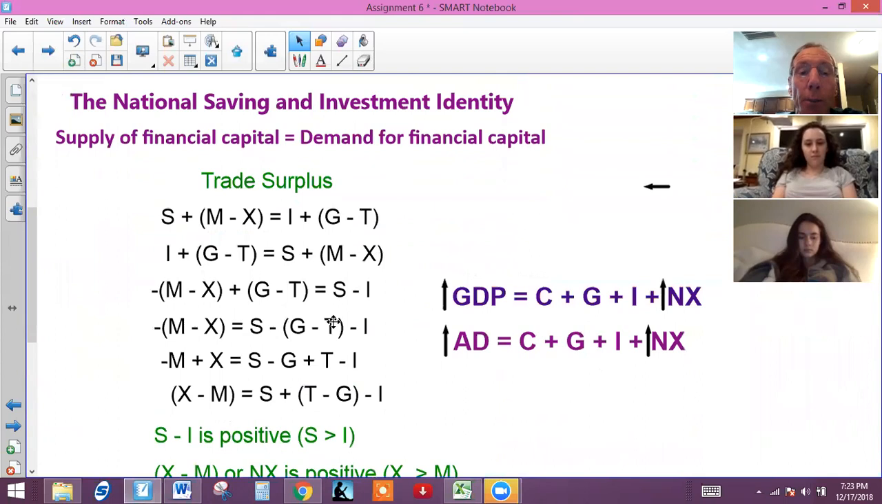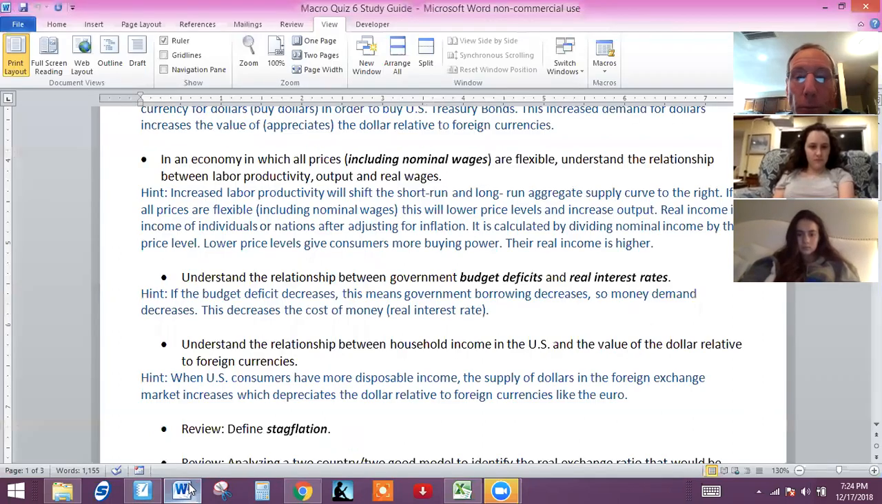But the point is that if the deficit gets smaller, say because they charge more taxes, that means the government has to borrow less. And if they borrow less, money demand goes down, which means that real interest rates go down. Okay, that's what that means.